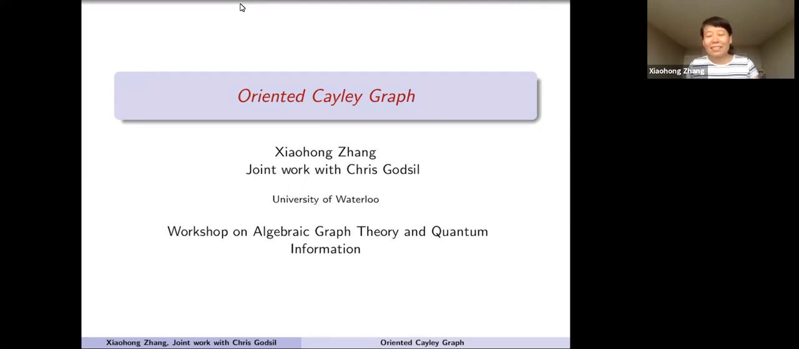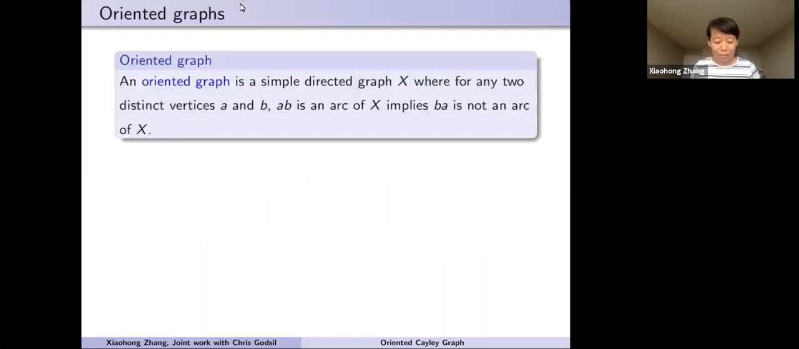So let's start with the oriented graph. There will be a set of vertices, and for any two distinct vertices A and B, there is at most one arc between them. So there are no multiple arcs, or if there is an arc going from A to B, we cannot have an arc from B to A in the opposite direction. Or to see it differently, we can start with a graph, then for each edge, we just assign some unique orientation.